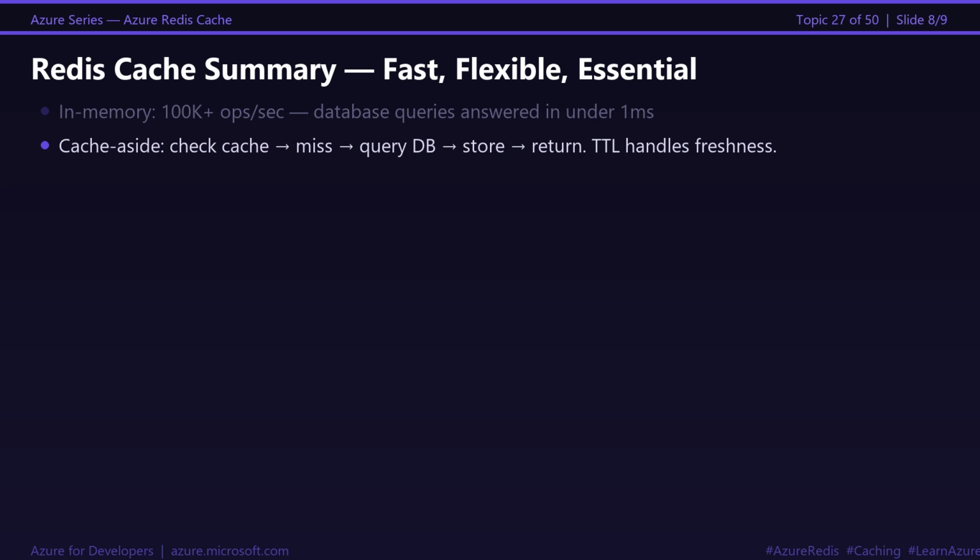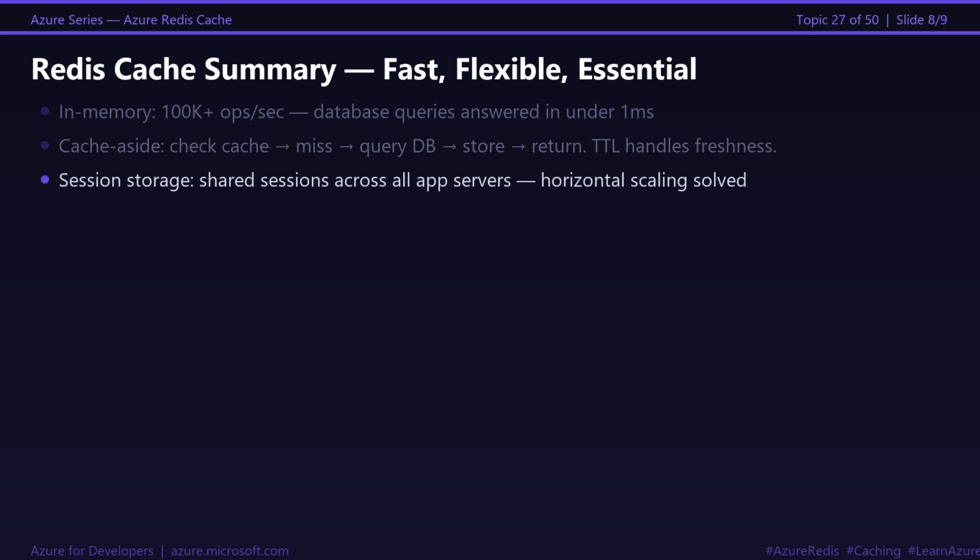Cache aside is your default pattern. Check cache first. Miss? Query the DB, store the result, return. TTL handles freshness automatically, no manual invalidation needed for most use cases.